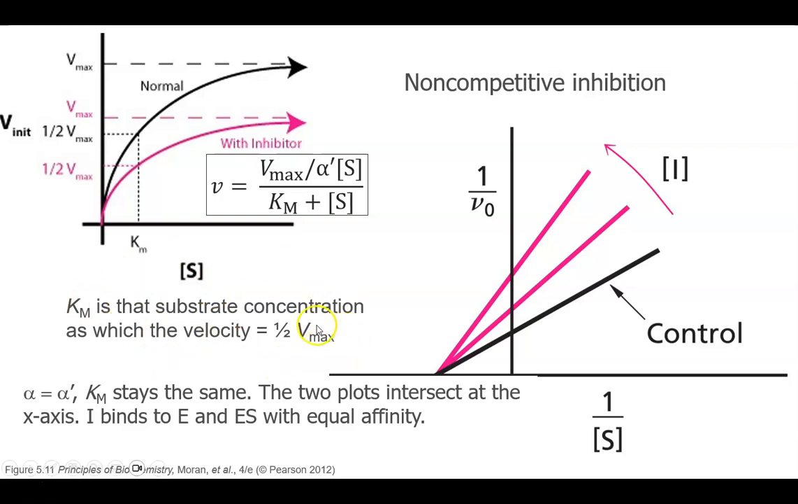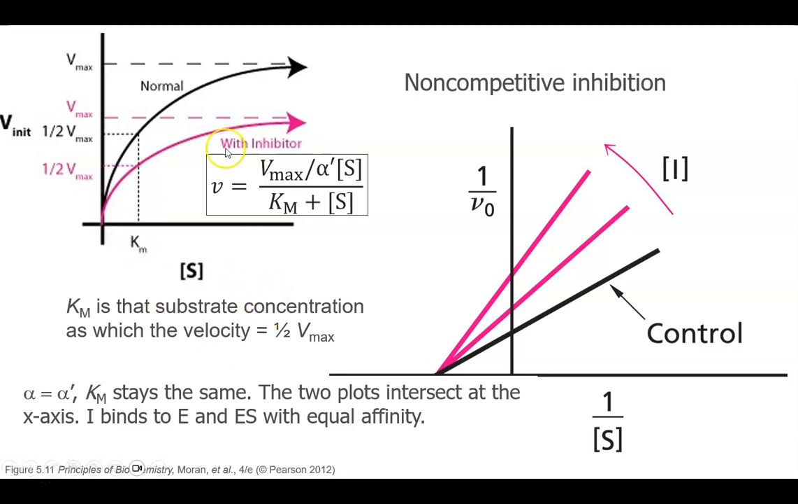We can sometimes look at Km as a measure of affinity. Sometimes that can be a little tricky. Sometimes Km is a direct measure of affinity for some simple cases. Sometimes it's more complicated than that. You can always rely on the definition of Km. Km is that substrate concentration at which the velocity equals half maximal velocity. And I think from the Michaelis-Menten plot here, you can see that that substrate concentration is the same.